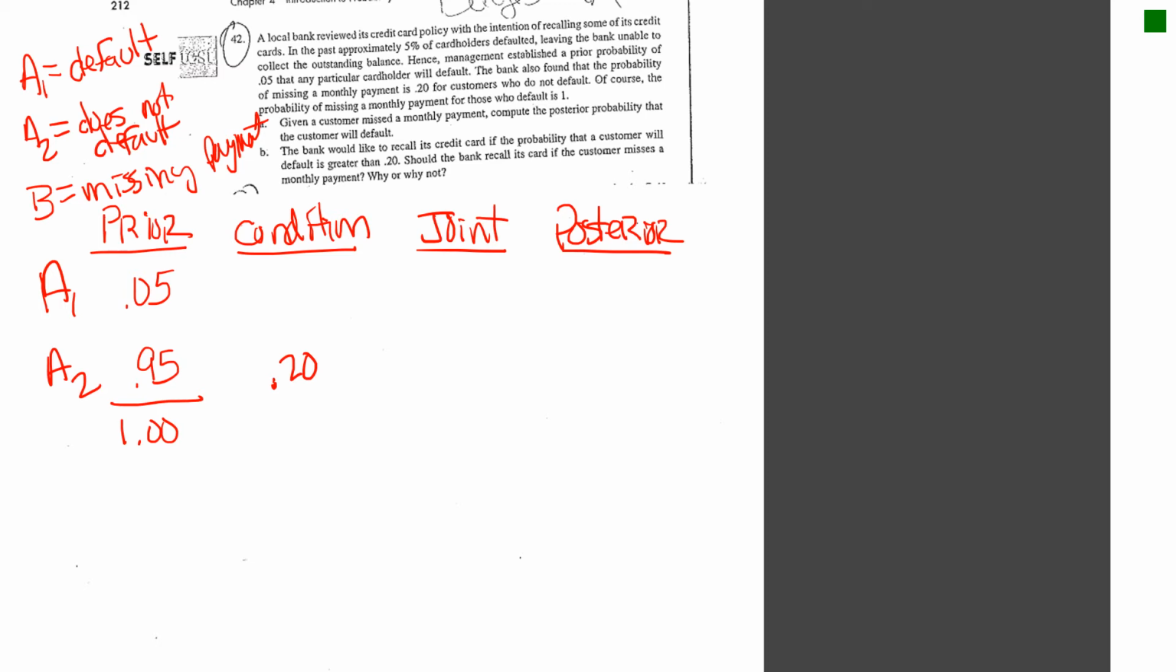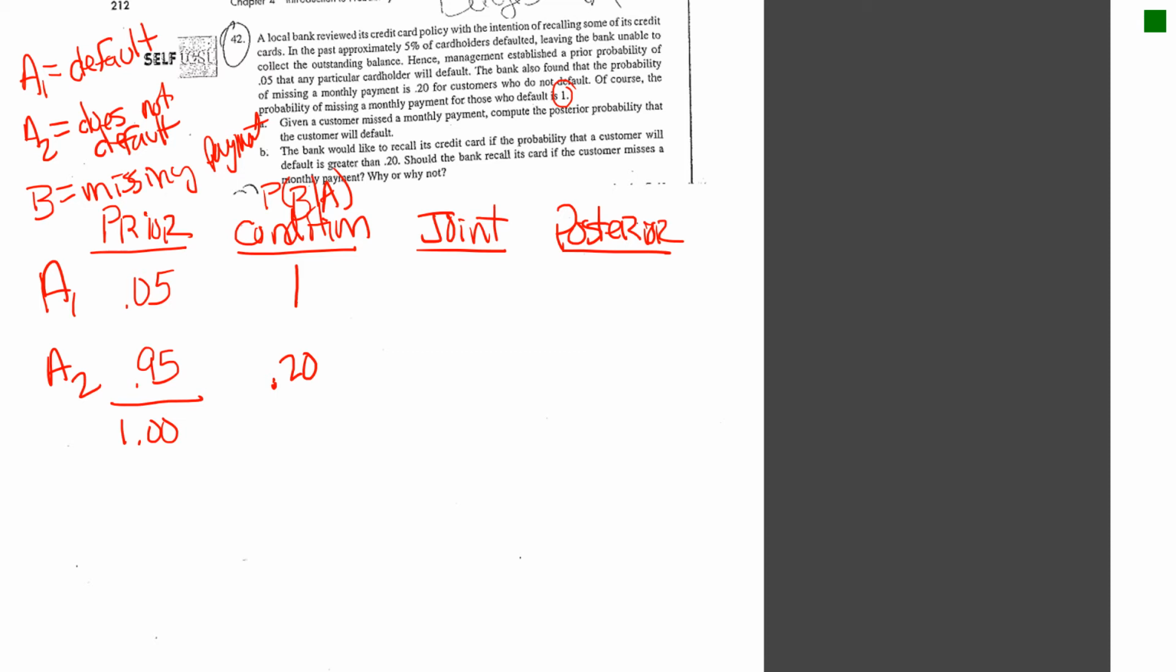Now they tell you in the very last sentence, it says, of course, the probability of missing a monthly payment for those who default is 1 or 100%. I'm going to put that right there. But if you think about it, they didn't really even have to tell you that. If you read into conditional probability, this says B given A. Think about the logic here. If a customer is defaulting, that's basically by definition, they're not making payments. So this 1 is basically an implied number. But in this case, they went ahead, that's why they said, of course, it's got to be 1. But I want you to think about the logic there.